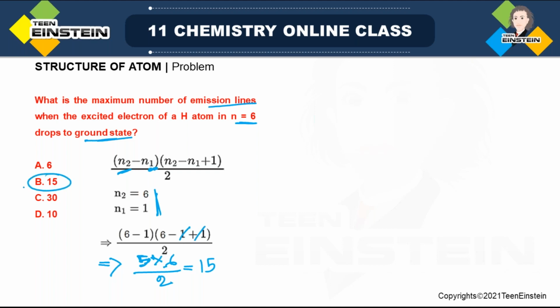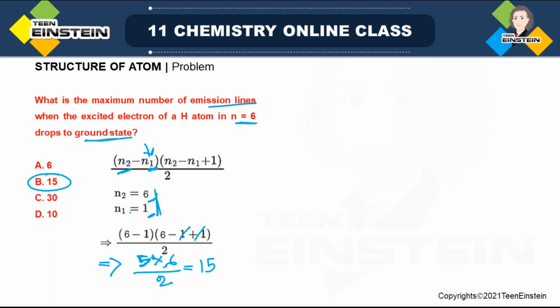And remember, this is the general formula you can use. It is not necessary that N1 has to be always the ground state, it may be any other state. Suppose it is saying maximum number of emission when it is n equal to 6 to some other value, suppose n equal to 3, in that case you can put n2 as 6 and n1 as 3. Okay, so it is a general formula, you can use it for any high energy level or low energy level. But you can simplify this formula.